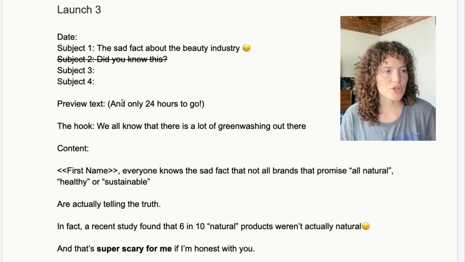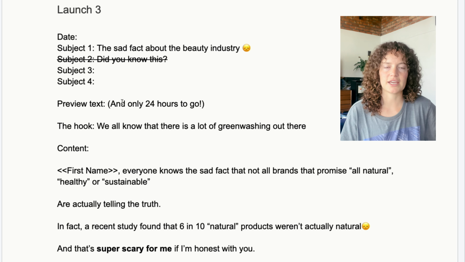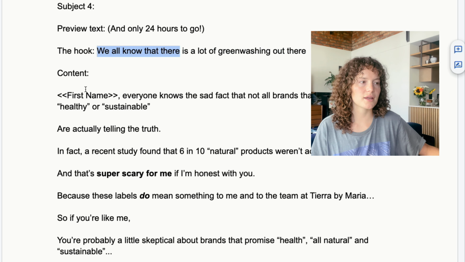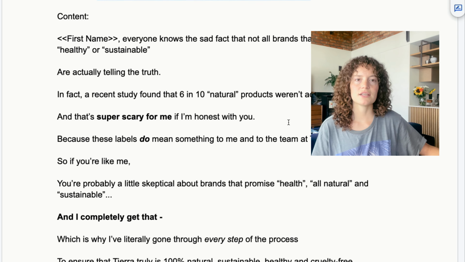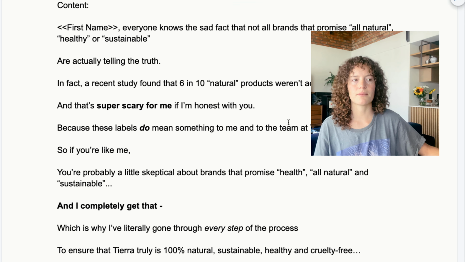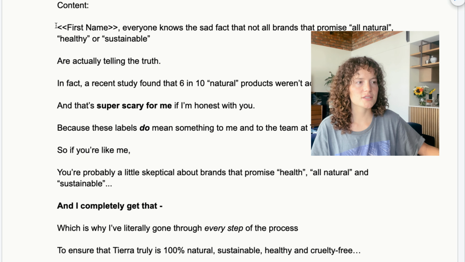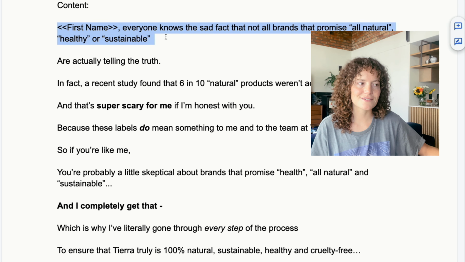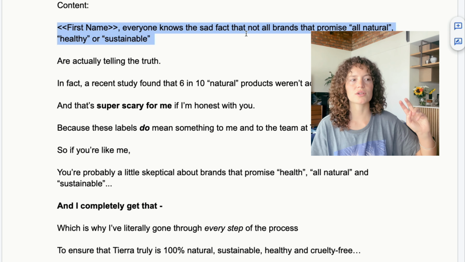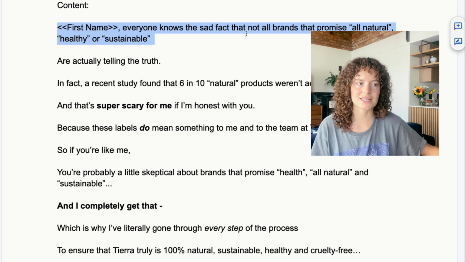So here we've got our subject line, "The sad fact about the beauty industry." The whole premise of this email is we know that there's a lot of greenwashing out there. So I immediately resonate with the doubts that our customer may have. So here we have: "First name, everyone knows the sad fact that not all brands that promise all natural, healthy, or sustainable are actually telling the truth."